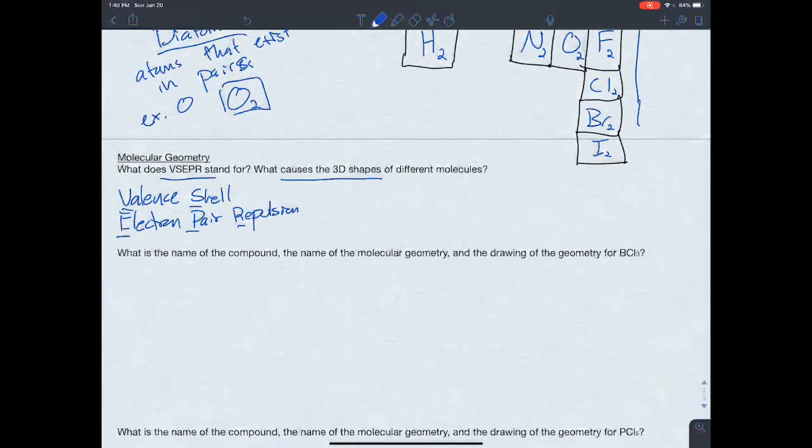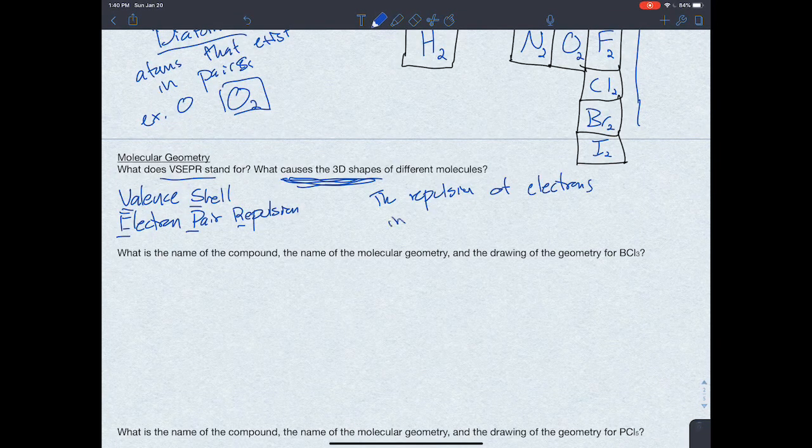All right, so this is saying that electrons are going to repel each other. That makes sense because they're both negative. Like charges are going to repel each other. So when you have a lone pair of electrons, they're going to repel each other. When you have electrons on different atoms attached to the same central atom, they're going to repel each other. So when we're talking about 3D shapes of molecules, these are determined by electrons repelling each other on atoms and lone pairs of electrons. So what causes the 3D shapes of different molecules? The repulsion of electrons in the molecule.